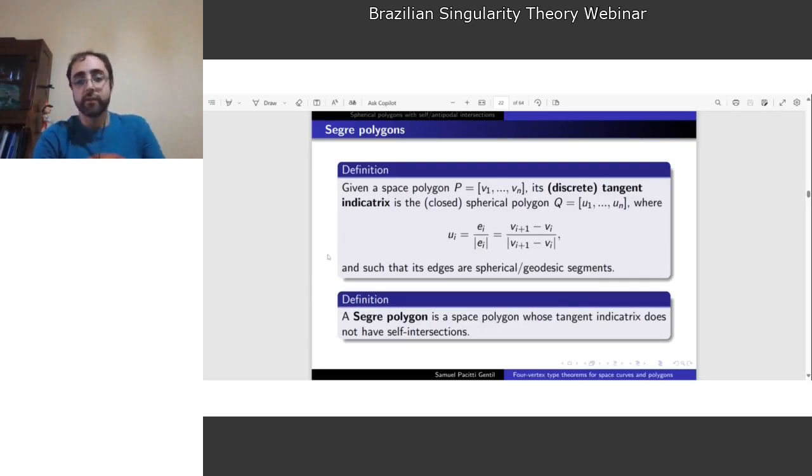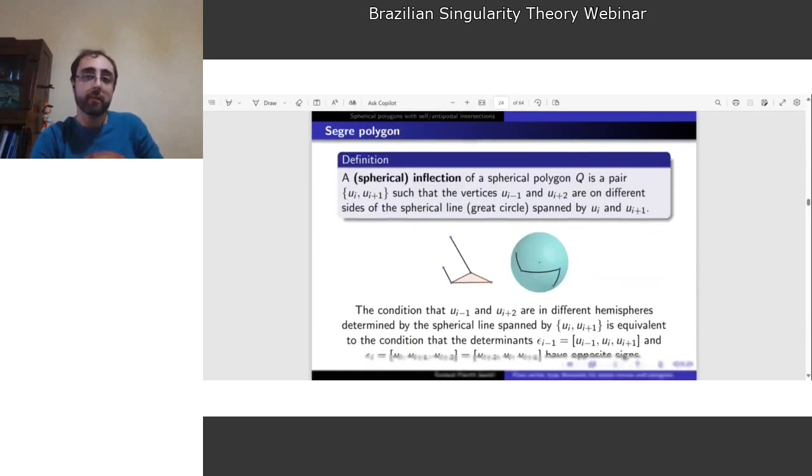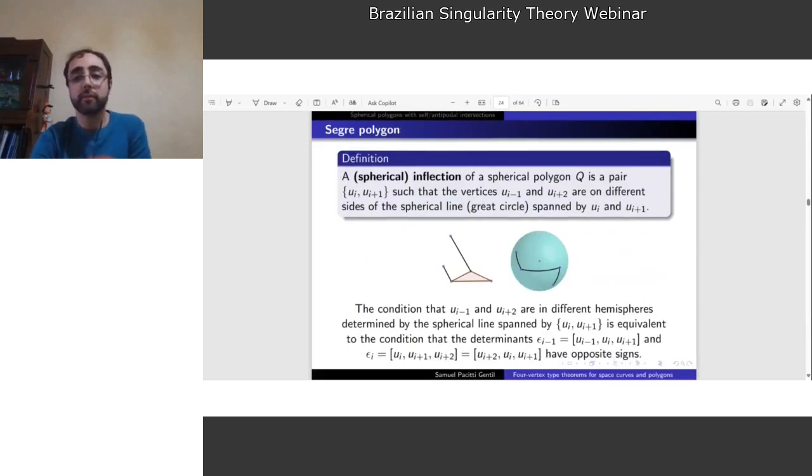So our main definition here is the following. A segment polygon is a space polygon whose tangent indicatrix does not have self-intersections. And the theorem we proved in 2022 is that a segment polygon must have at least 4 flattenings. This was part of my research with my advisor Marcus Kreiser. Some of you know him. And the theorem actually follows from a result that we'll see briefly, but in order to make sense of this, we must define another notion.